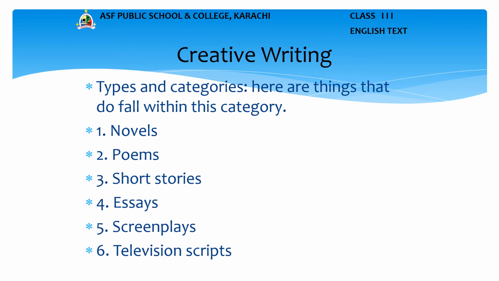Students, the best way to define creative writing is to give a list of things that are considered creative writing. Types and categories. Here are things that do fall within this category. Number one, novels. Number two, poems. Number three, short stories. Number four, essays. Number five, screenplays. Number six, television scripts.